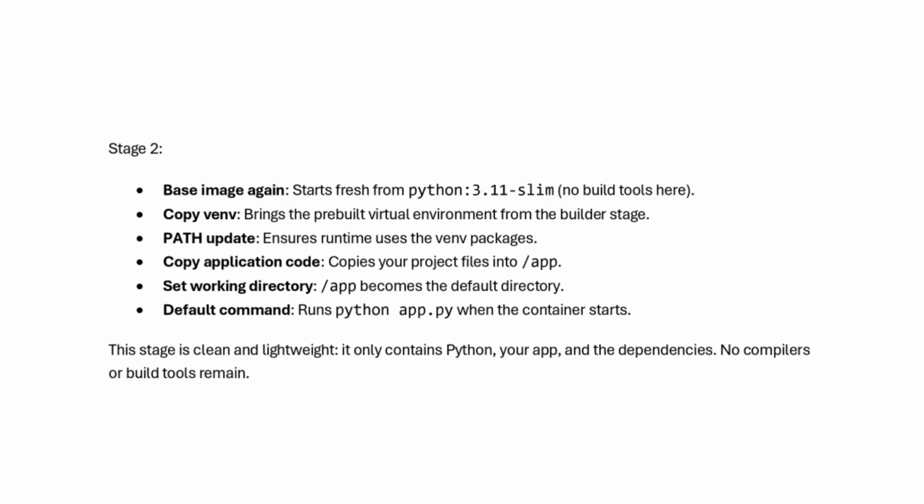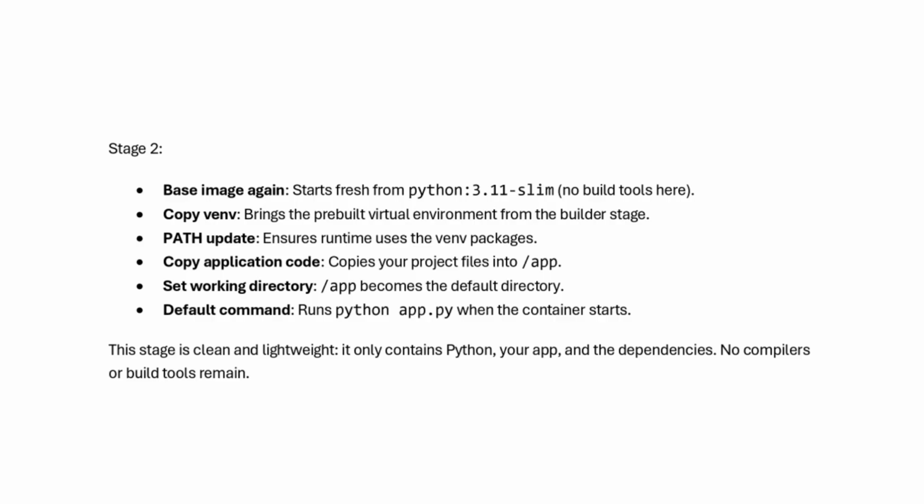Stage 2, that is the base image. Again, this starts from Python. This starts fresh from Python 3.11 slim. There are no build tools here. Copy the venv. This brings the pre-built virtual environment from the builder stage. This is the same as the previous Node.js one. Here we copy the pre-built virtual environment from the previous stage, or the builder stage. Means we only take the required artifacts from the previous stage, so the image is lean and lightweight.